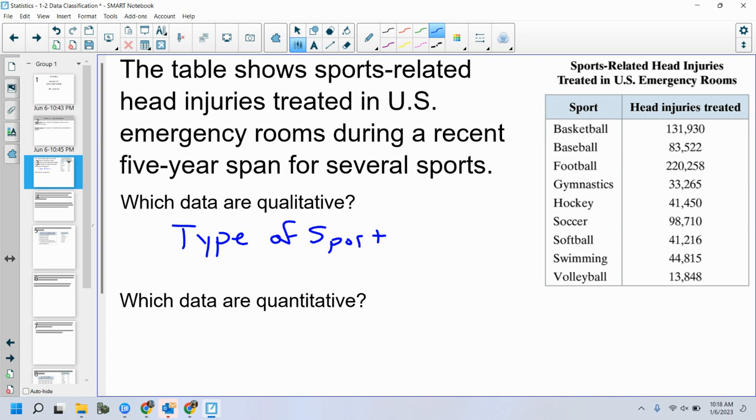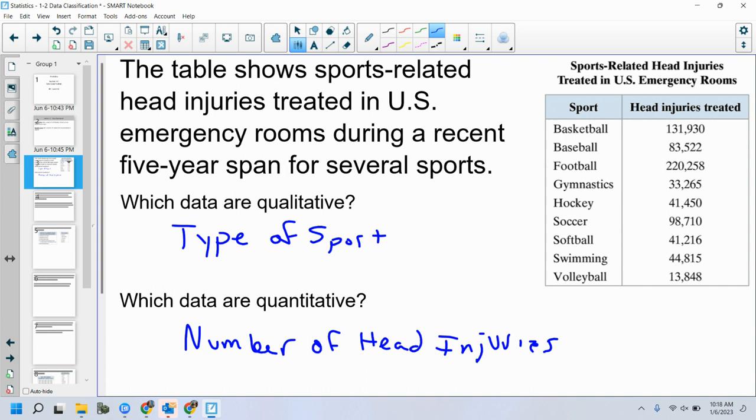We have 1, 2, 3, 4, 5, 6, 7, 8, 9 entries in that list, so we have 9 entries in that qualitative list. So which data are quantitative? The number of head injuries, right? Sorry for the very poor handwriting there. Number of head injuries.